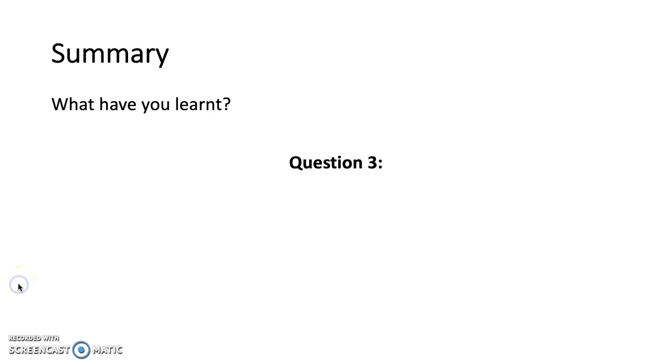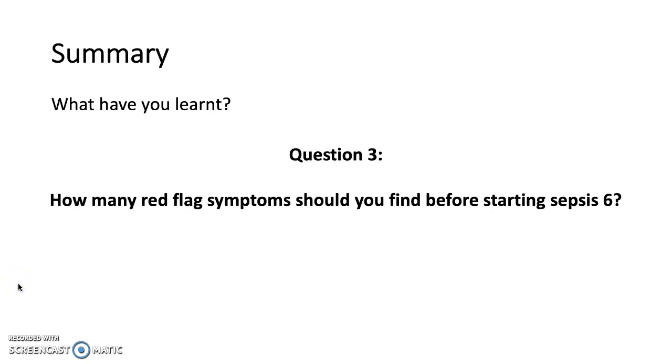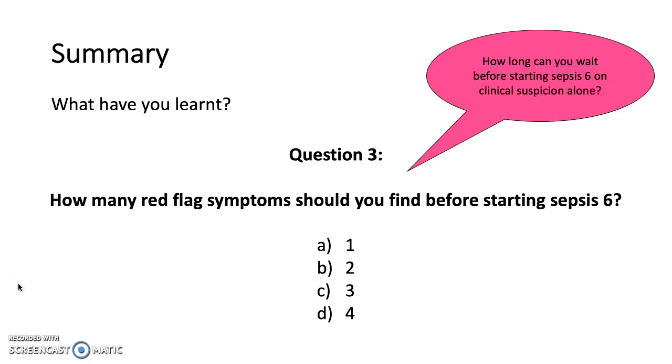And finally, question 3. How many red flag symptoms should you find before starting the sepsis 6? A. 1, B. 2, C. 3, or D. 4? Think how long you can wait before starting the sepsis 6 on clinical suspicion alone. The correct answer is A, only 1 red flag before you start the sepsis 6.